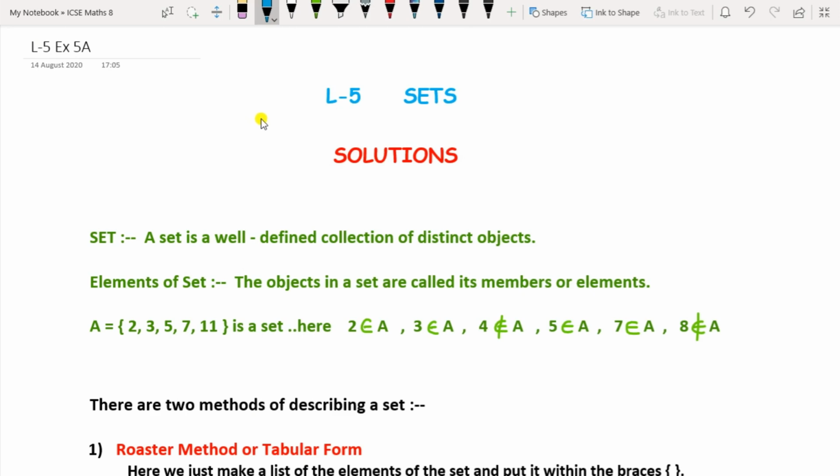Today we are going to see the solutions of lesson 5, Sets. What is meant by a set here? Let us see some of the definitions and their explanations.